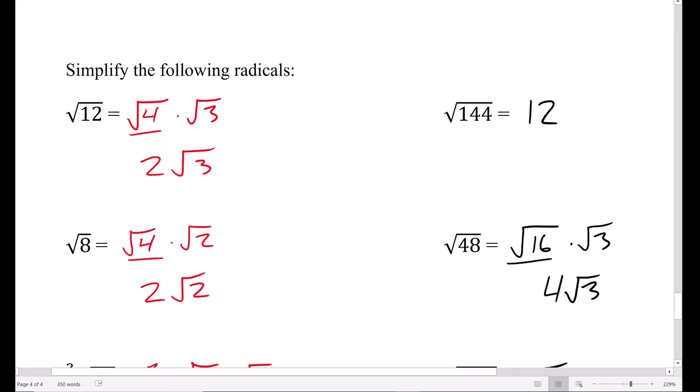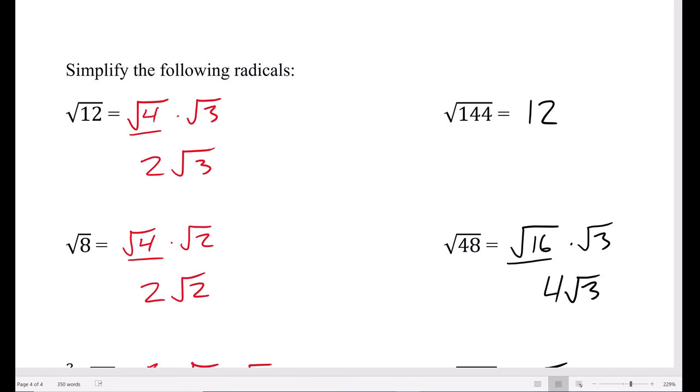Okay, so the first one, we have the square root of 12. Remember, with each of these, in order to simplify the radical, I'm looking for the largest perfect square that the number underneath the radical is divisible by. In this case, it is 4. So I'm going to break that into the square root of 4 times the square root of 3. The reason I'm doing that is because 4 is a perfect square. I can take the square root of that and substitute a nice integer value. So the square root of 4 is 2, and I end up with 2 times the square root of 3, which is 2 square roots of 3.